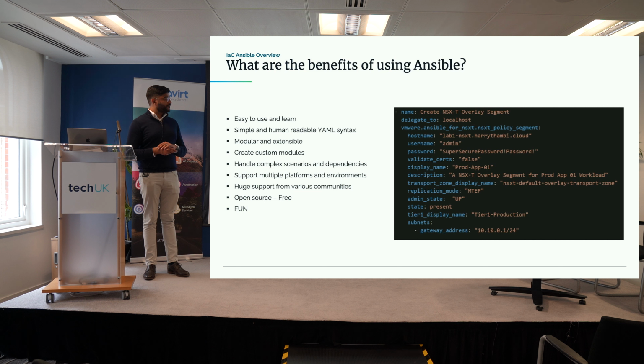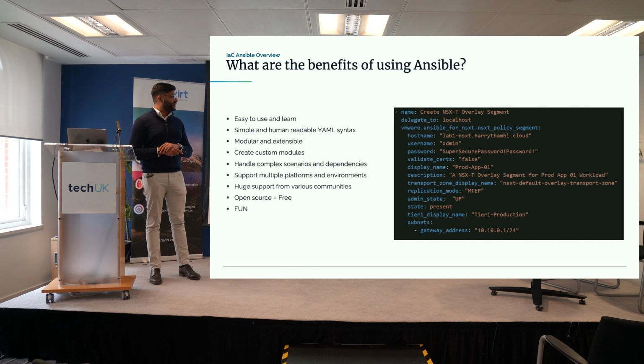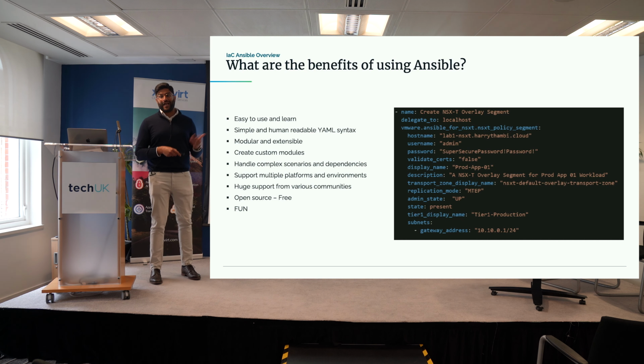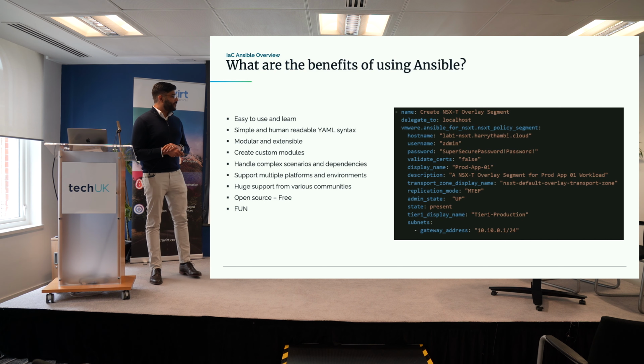And within the module, you can see the indentation. I've got the parameters, so it's to the right a little bit. And within the parameters, I'm saying I am targeting my NSXT hostname, the username admin, my super secure password. I'm not validating my certs because I haven't done the certs on the NSX. The display name of the network I'm going to create, description, the transport zone it's going to be part of, the replication mode, I want it to be up as an admin state. The state is present, so it could be state absent. If it's state absent, that means it will delete the segment. If it's present, if it's there, yeah. And then the tier 1 that it's going to be connected to.